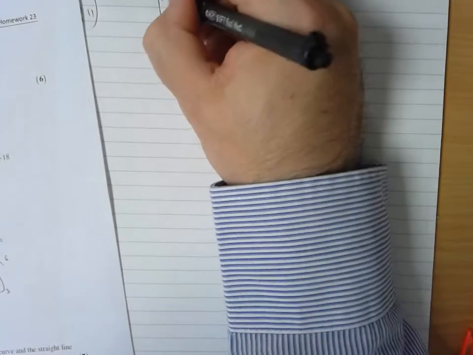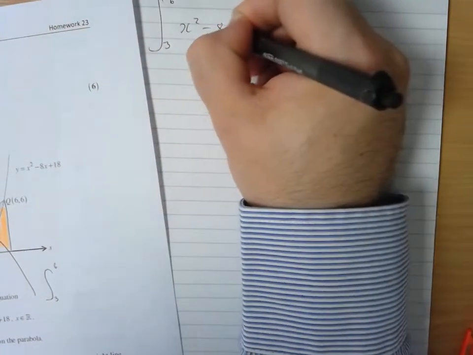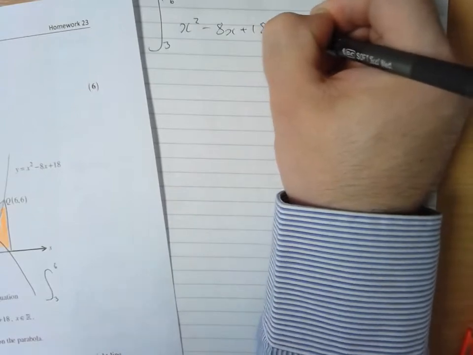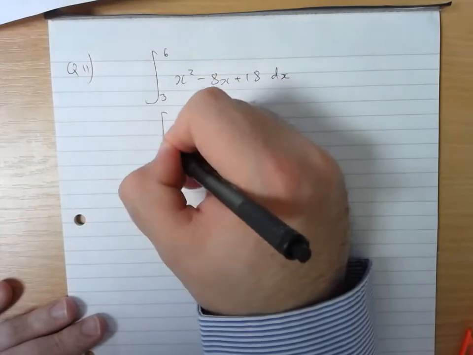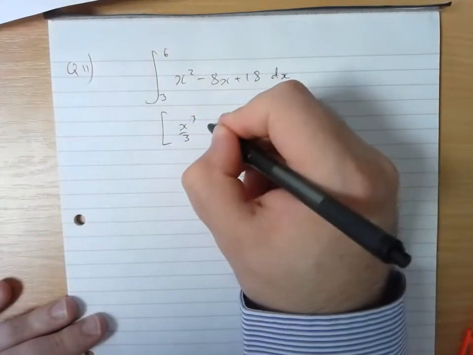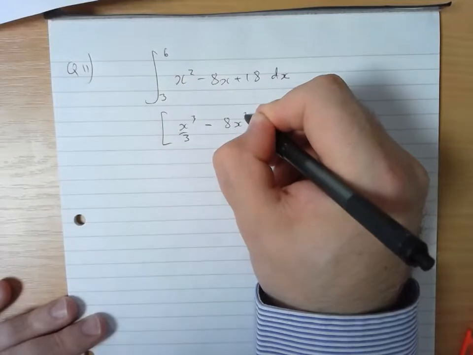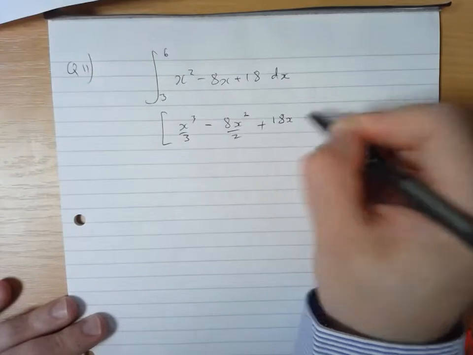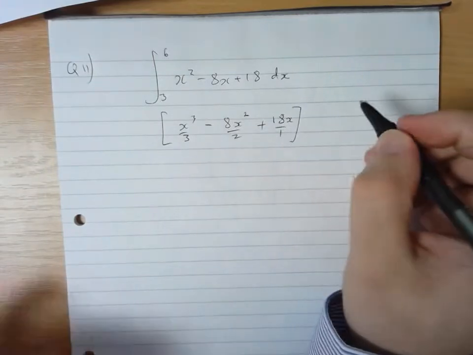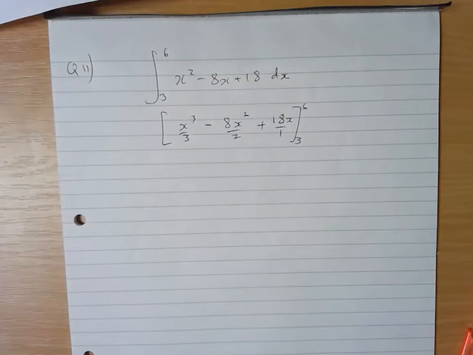So this is question 11. We need to do the integral from 3 to 6, and we're integrating x squared minus 8x plus 18 dx. So if we integrate this, we raise the power by 1, so we get x cubed and divide by 3, minus 8x. We're going to raise the power by 1, we get 2, we're going to divide by 2, plus 18, raise the power of x by 1, we get x. If you want over 1, but you don't have to do the over 1. 3 and 6. We could simplify this if we want, we could put the entire thing in a calculator.